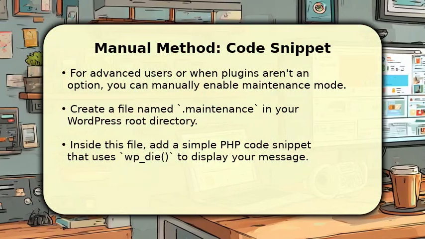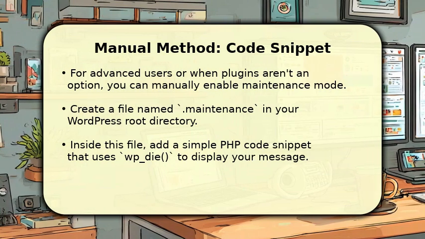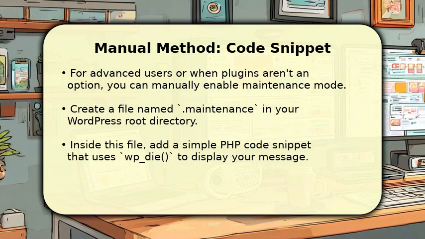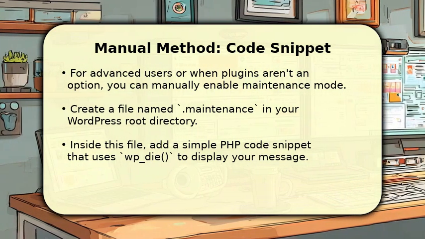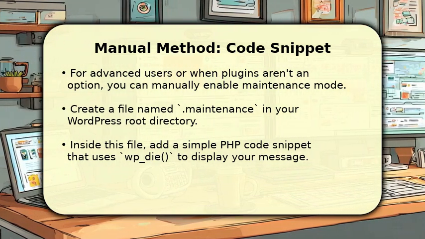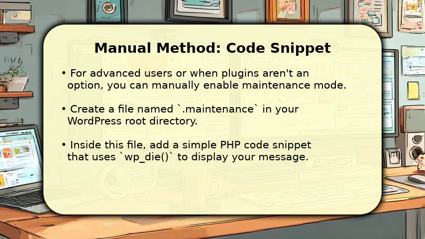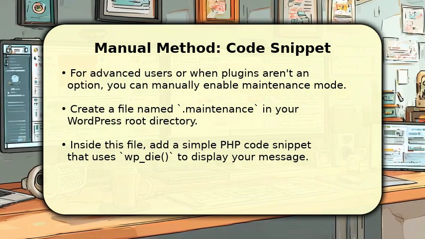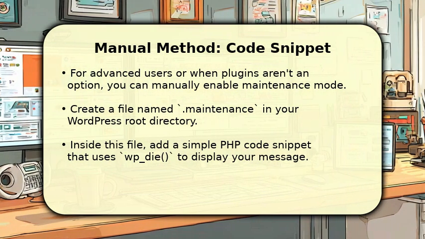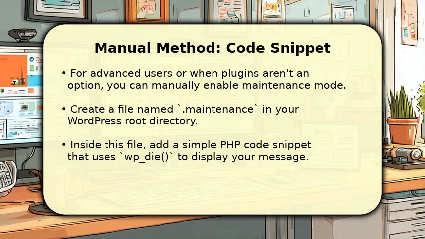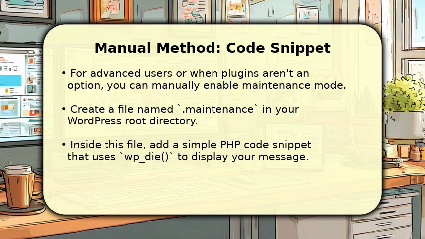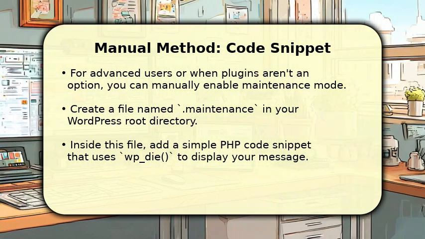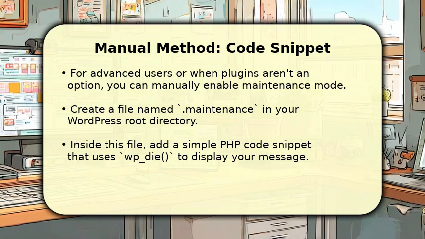If you prefer a more hands-on approach or need to avoid plugins, a manual method is available. You'll create a file named .maintenance in your WordPress root directory. Inside this file, add a small PHP code snippet, typically using the wp_die function, to display your custom message. This method gives you precise control over the maintenance page. Just remember to delete the .maintenance file when your site is ready to go live again.